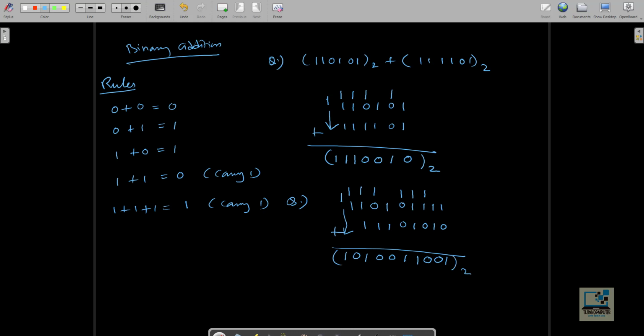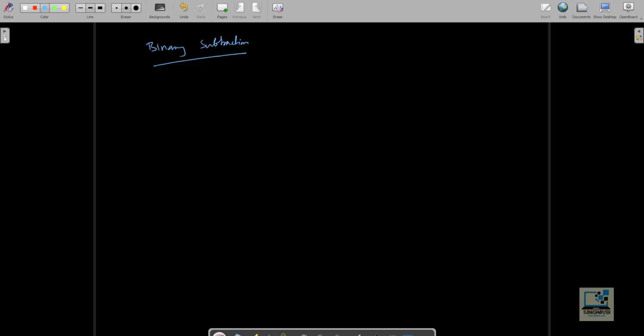Now finally, let us see binary subtraction. So the rules for binary subtraction are as follows. 0 minus 0 is 0 and there is no borrow. 1 minus 1 is 0, again there is no borrow. 1 minus 0 is 1, again there is no borrow. But when you do 0 minus 1, this is the case where it is 1 with a borrow 1.